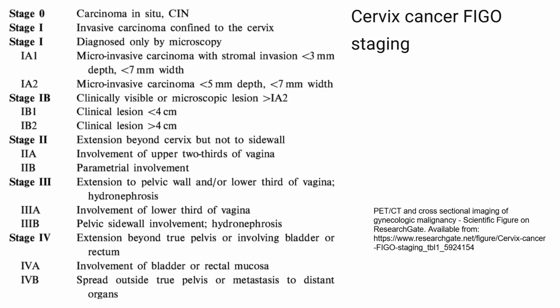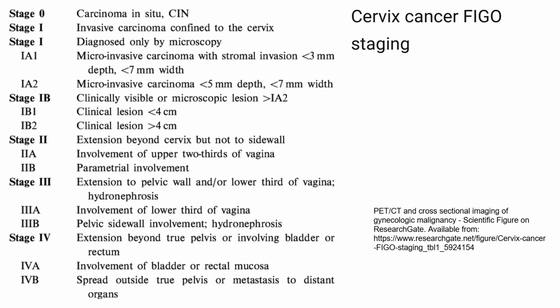There again the microinvasive carcinoma less than 3 mm is stage 1A1, or it could be 5 mm, and if depth is more, less than 7 mm, stage 1A2. Stage 1B is clinically visible, or a microscopic lesion larger than 1A2. There again you have 1B1 and 1B2 based upon the size of the lesion. 4 cm is the level.